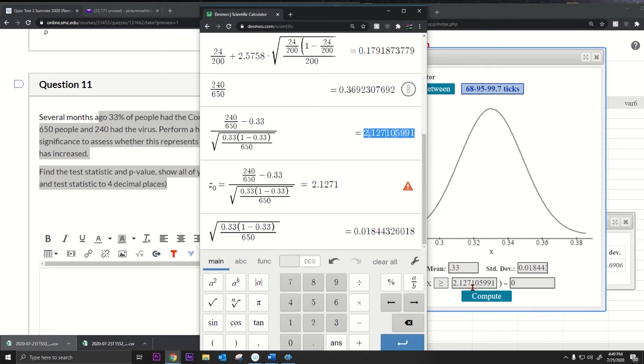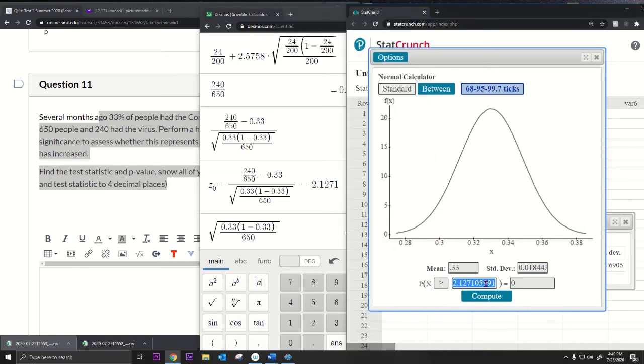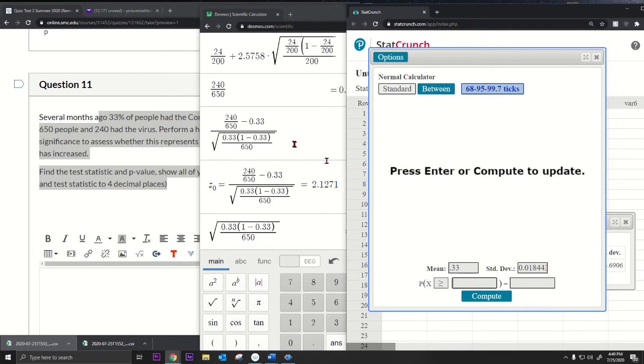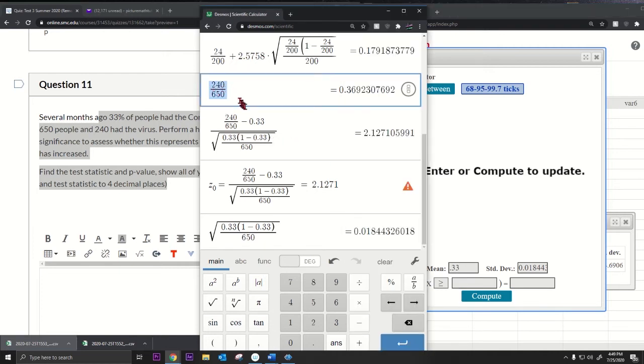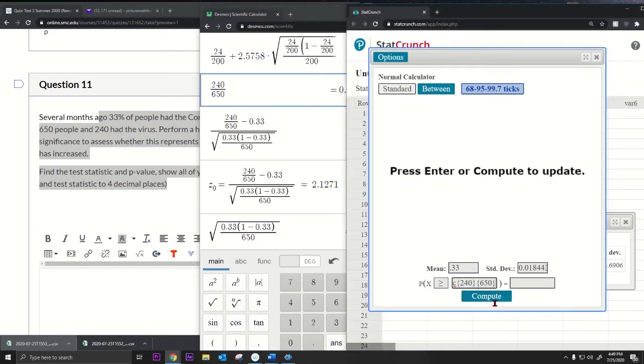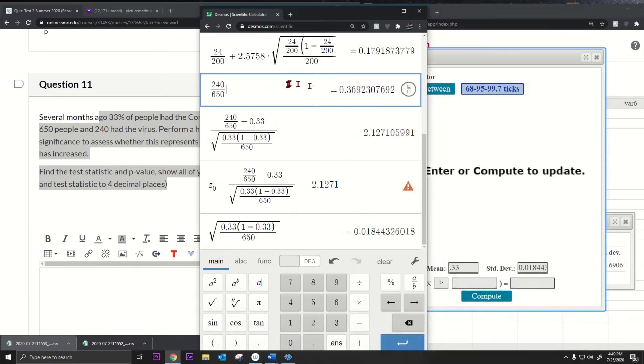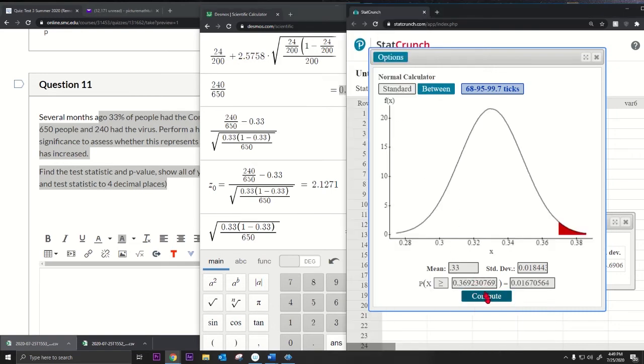I could have done this in a shortcut fashion where I delete this and I just use p hat here. This is kind of faster. I could just press Control C, Control V, press compute. Oh no, it did it like that. How come it did that? Oh, let me just take this then. Control C, Control V. I could have done it this way. It's a lot faster, and that's my p-value.